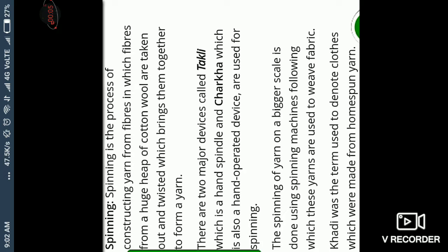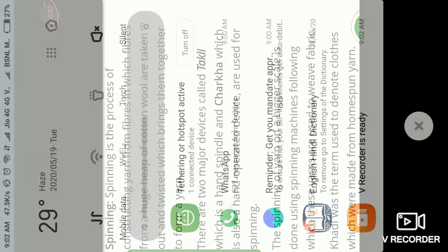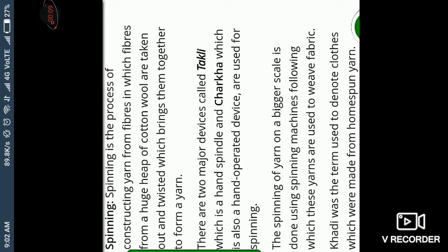In the previous video you have studied about ginning, but today we will study spinning. Spinning means moving something in a round shape. When little children play with the top, lattu घुमाते ना, that is spinning.